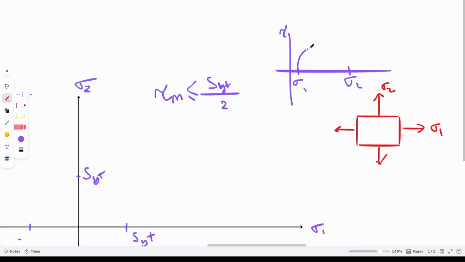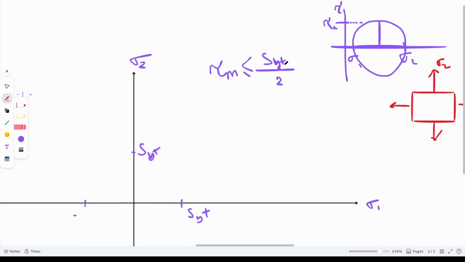and we have the Mohr circle like this. And in this circle, you can clearly see that the length of the diameter is sigma 2 minus sigma 1. And so the length of the radius, okay, this is also the radius, for example, and this is basically tau max. So tau max is nothing but sigma 1 minus sigma 2 divided by 2. So sigma 1 minus sigma 2 divided by 2 is going to be less than or equal to SYT by 2.